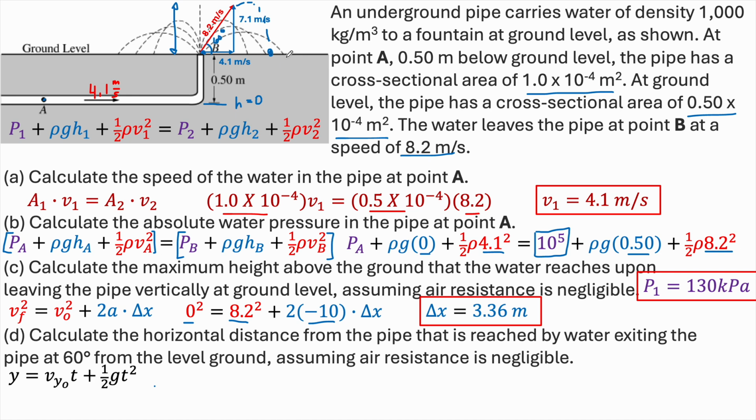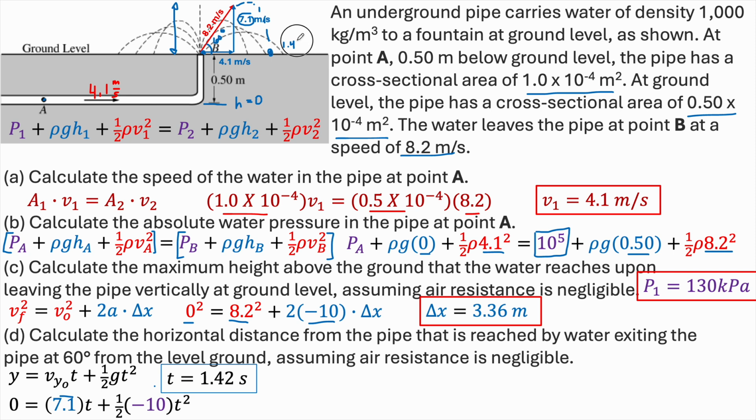So using the y equation for projectiles, initial vertical velocity is this 7.1 number right here. That's just from up here. Gravity, negative 10. And it looks like a quadratic, but you can actually factor out a t. T equals 0 is one solution. And you'll get 1.41 seconds is when it's going to strike the ground.